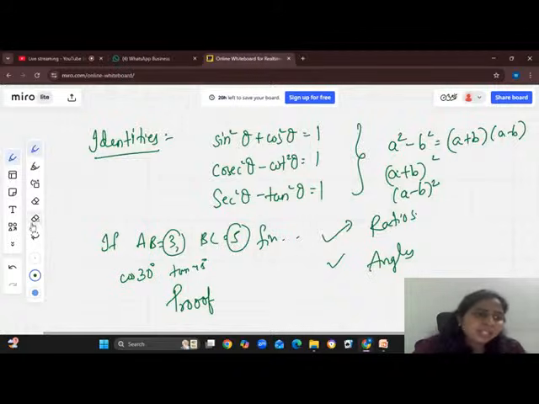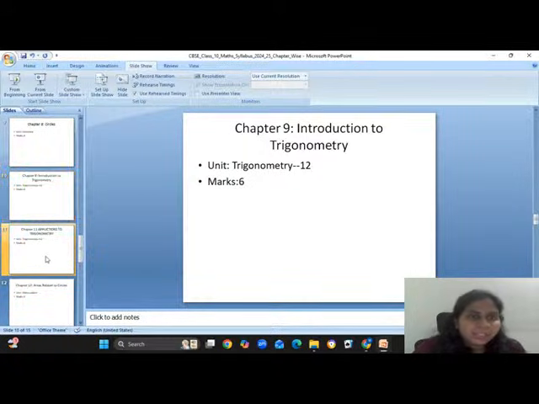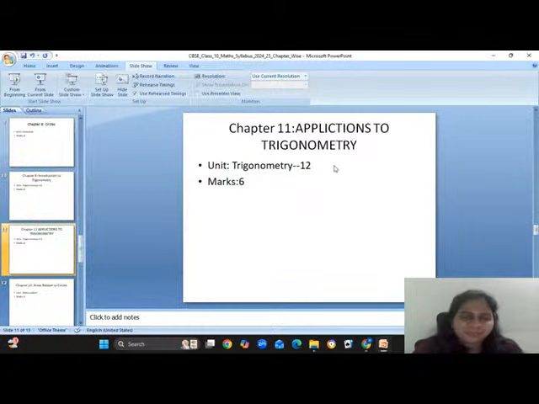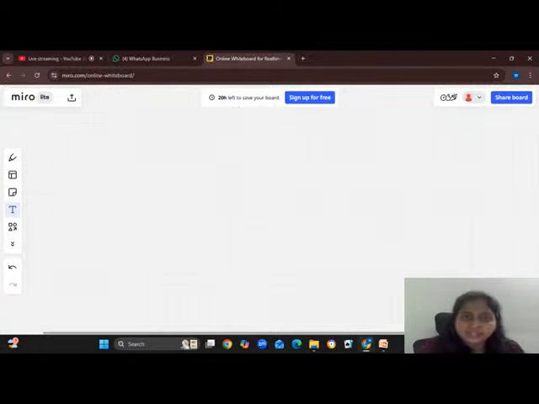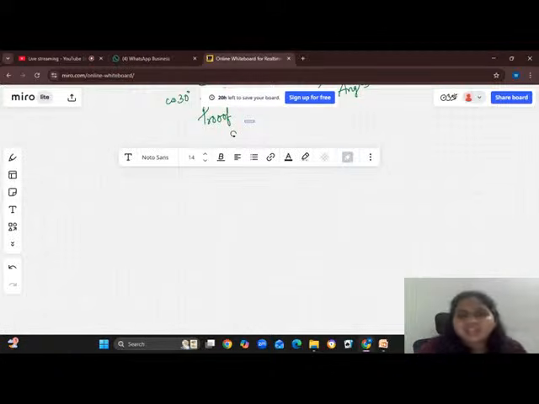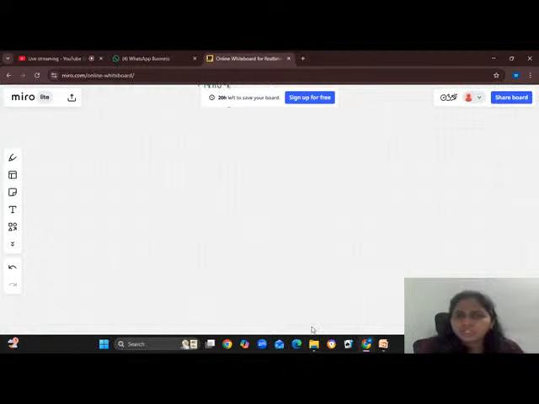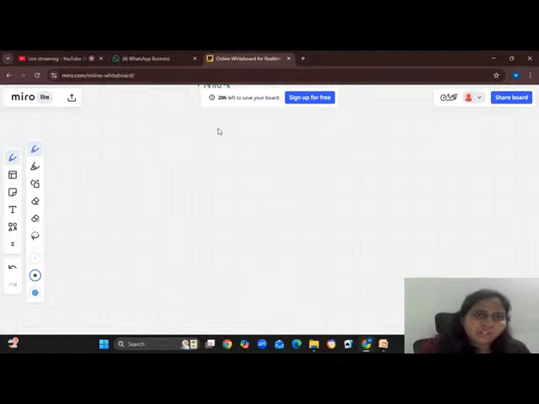Done. Coming to the next part, that is the applications of trigonometry. It is also a very easy chapter. The figures and the length of the question may scare you, but it will be nothing. I want to tell you one short trick and move on. The applications of trigonometry are all about heights and distances.